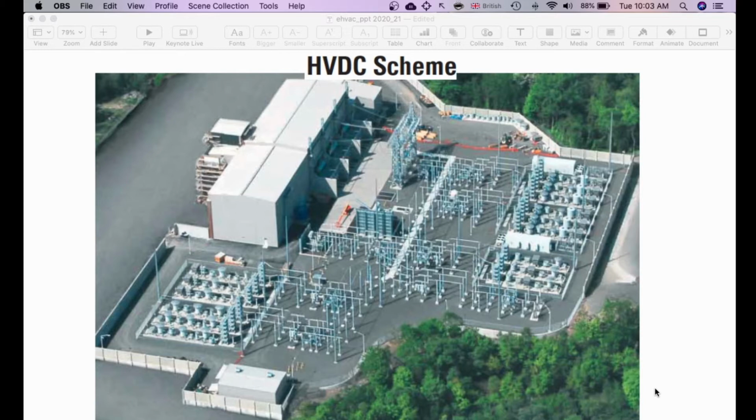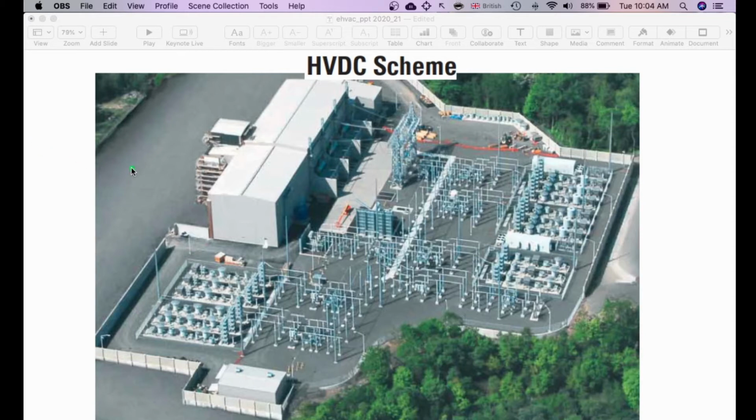This is a bird's eye view of a scheme. I have taken this from the literature from the Siemens company. So it is somewhere in some Western country. But ultimately, the aim here is to just give you a glimpse of how the HVDC scheme looks like and what are the various major components that are present in the HVDC scheme. So let us look into this particular slide.